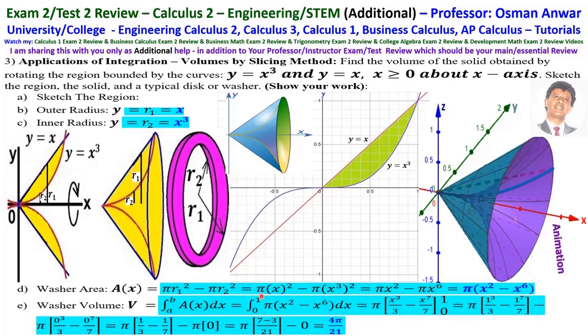So that is the integral from 0 to 1 of pi times x squared minus x to the 6 dx, which is pi times x to the third over 3 minus x to the 7 over 7, from 0 to 1. Which is pi times 1 to the third over 3 minus 1 to the 7 over 7, minus pi times 0 to the third over 3 minus 0 to the 7 over 7, which is pi times 1/3 minus 1/7, minus pi times 0, which is pi times 7 minus 3 over 21, minus 0, which is 4 pi over 21. And that is the volume of the solid.